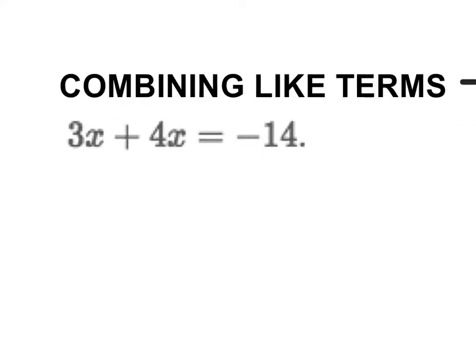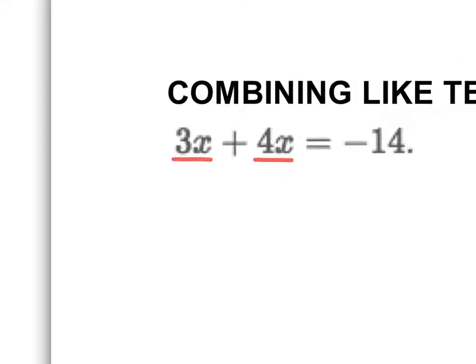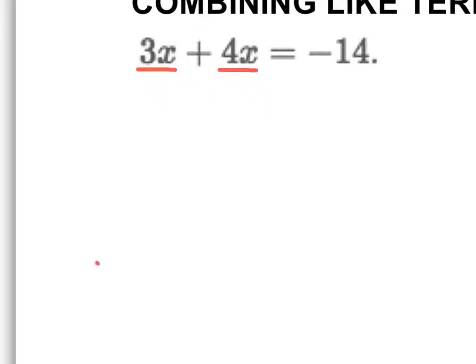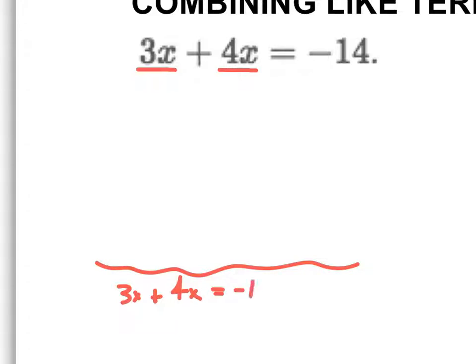But let's go ahead and solve this equation. What it says here is that I have 3 times some number x plus 4 times some number x is equal to -14. We want to figure out what this variable is. Because these have the same variable, and I like to underline my like terms, I can combine these. Let me rewrite this problem down here. I've got 3x plus 4x is equal to negative 14.